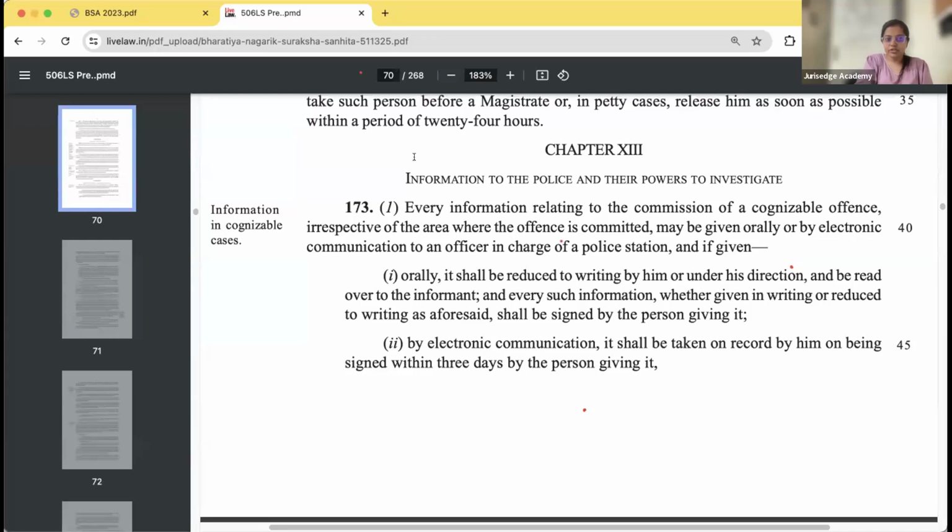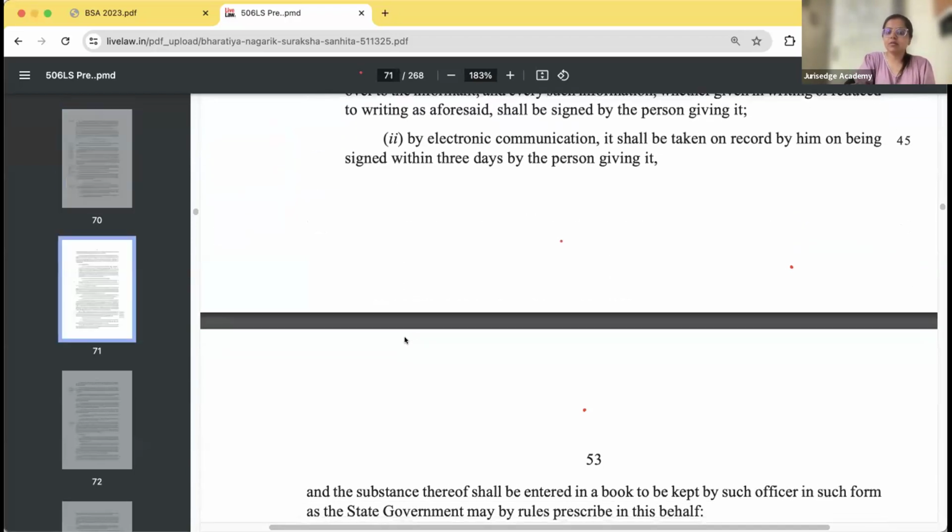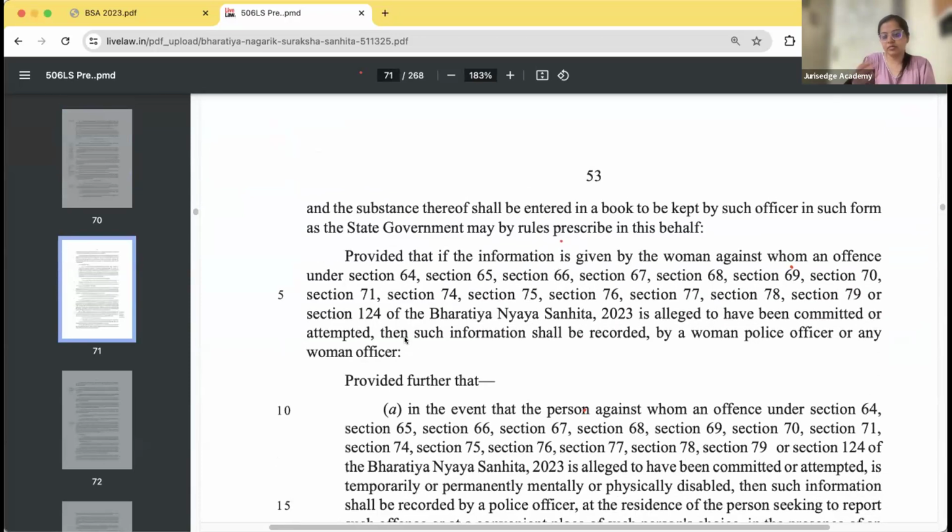Ma'am, what if the information is that A is killing B? No, that is not an FIR. Again, the police will go and see whether the information is right or not, but that will not be an FIR. We are talking about FIR.